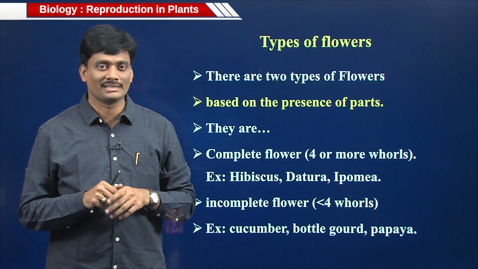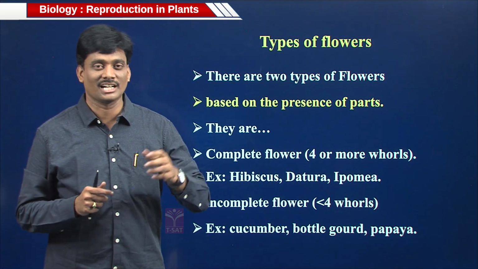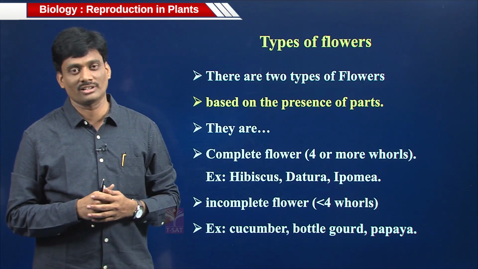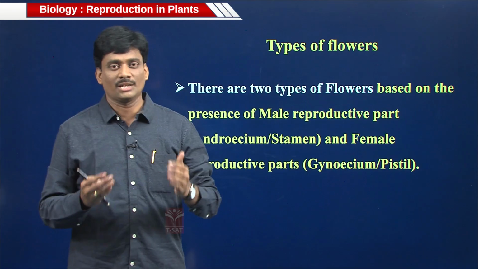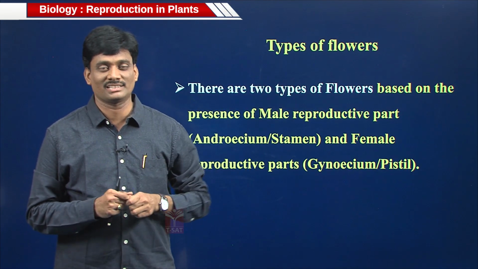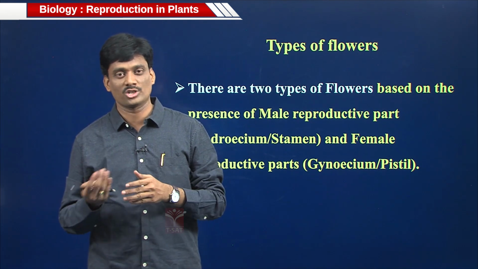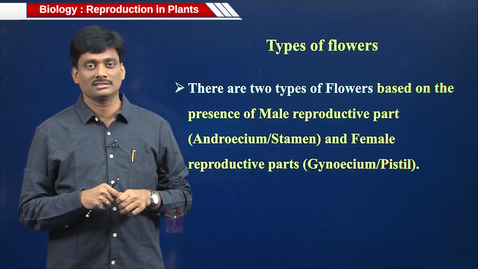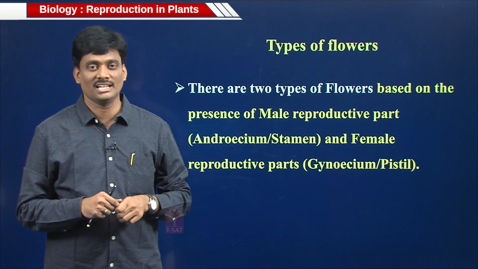Of the 4 parts I just mentioned, if any one part is missing, then that kind of flower is called an incomplete flower. The examples for an incomplete flower are cucumber, bottle gourd and papaya. Here are the types of flower based on the presence of female and male reproductive parts. For example, if a gynoecium is present or androecium is present, based on the presence of these reproductive parts, the flowers are named a male flower and a female flower.